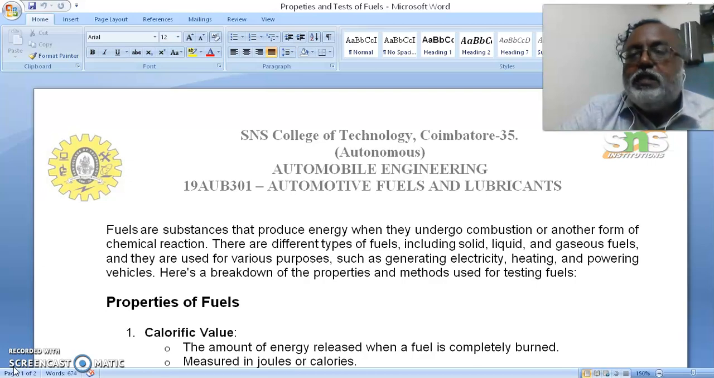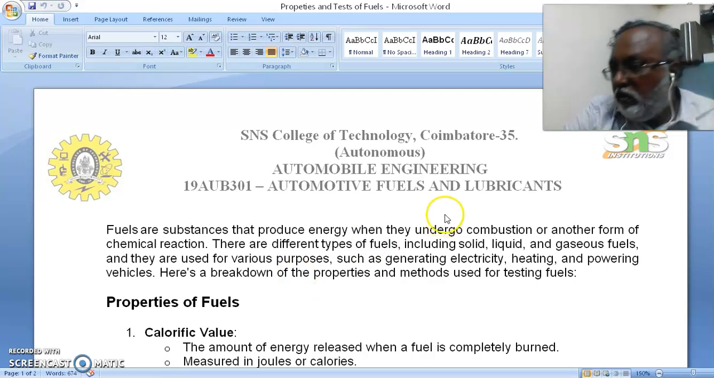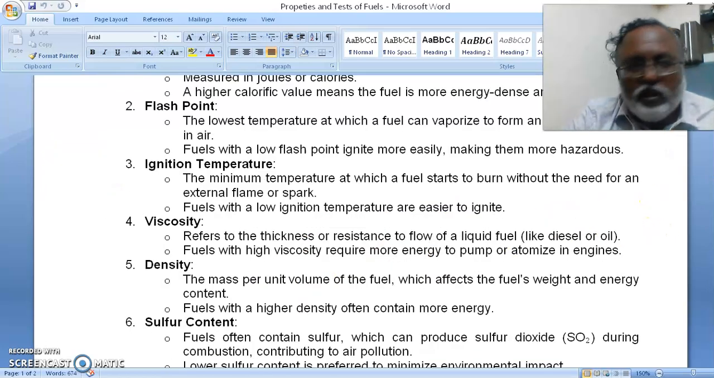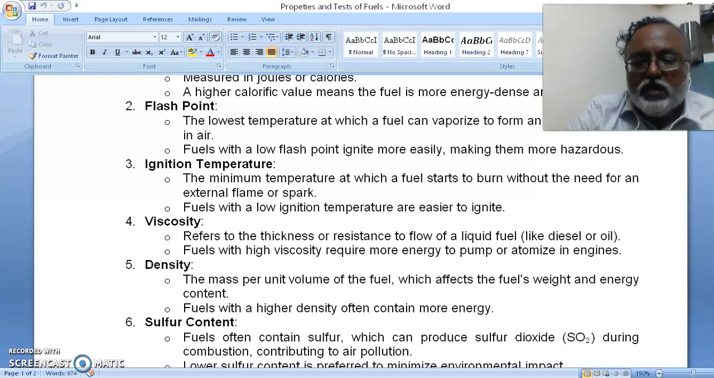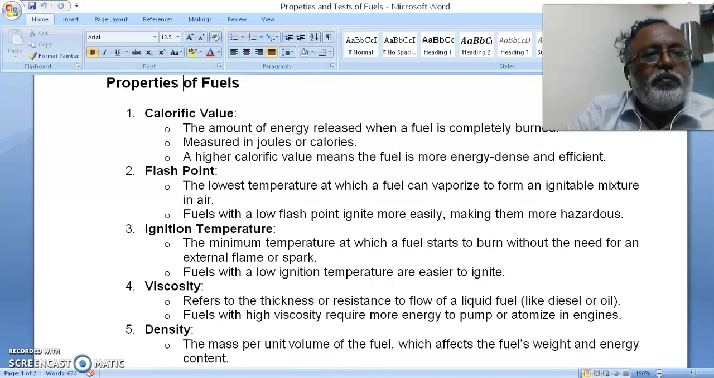Let us discuss the properties of the fuel one by one. The major and first property of the fuel is its calorific value. Calorific value is known to everyone.